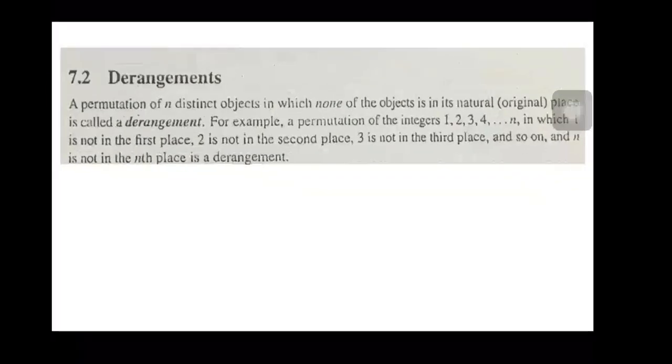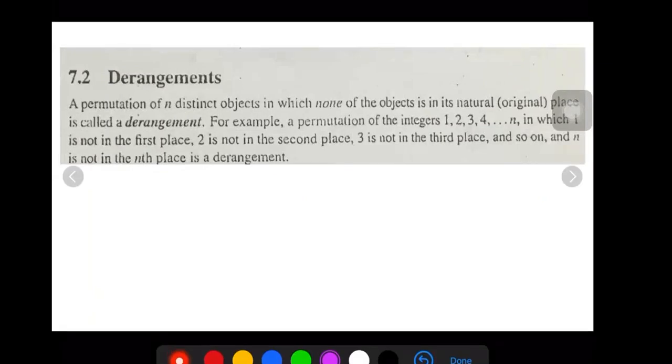So what do you mean by derangement? That name itself says that arrangement is not there in the terms. You are derranging it. So the definition is a permutation of n distinct objects in which none of the objects is in its original place, its original position, is called a derangement.